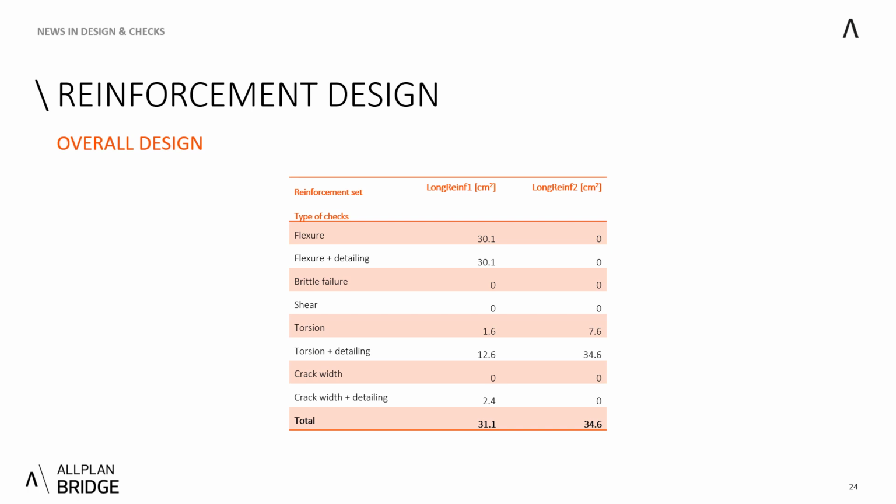Therefore, at first, the flexure is designed, and this 30.1 centimeters squared is needed. The detailing is always run as a parameter, so it is just compared whether it's higher or lower than required by the load-bearing requirements. As you can see, there is no need from the bending failure and the shear part, and then you have this torsion and crack width requirements.